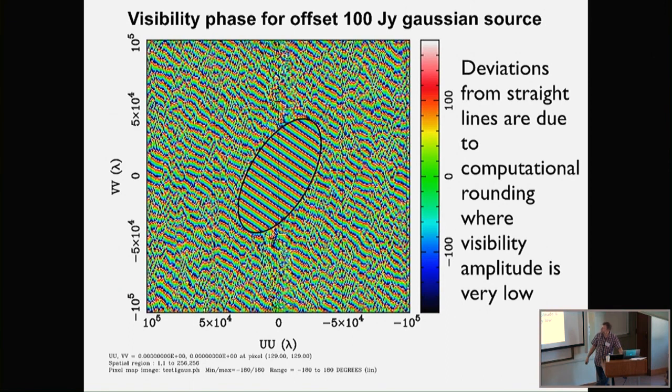So here's the phase. You see the gradient from this thing being off center. All this is just noise. But in this part, there's actual enough signal for the computation to work. This came through Miriad, and so you can see the gradient indicating that it's off center.